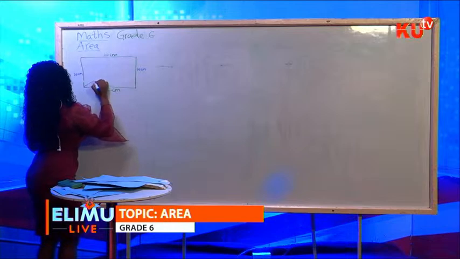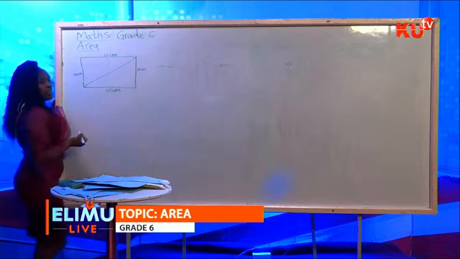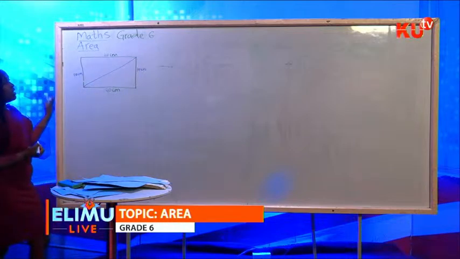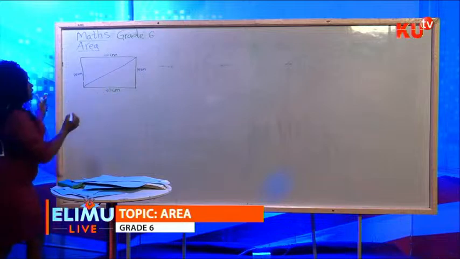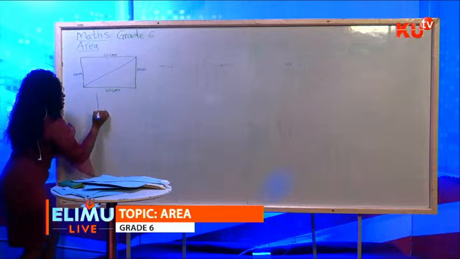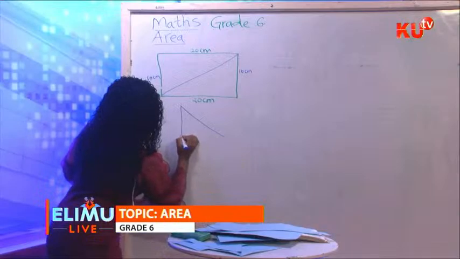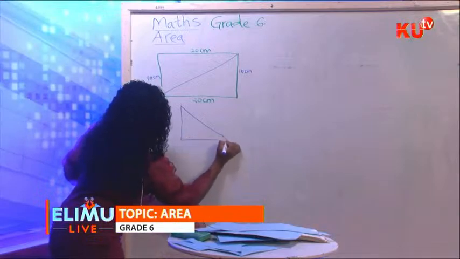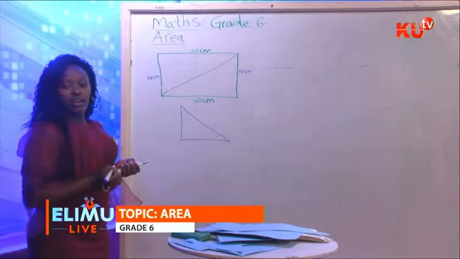Then I have cut my rectangle into two to obtain two triangles. So I have cut it like this, diagonally. I have gotten the two triangles. So I can just take one triangle and I draw it here for you to understand. Yeah, that is my triangle.